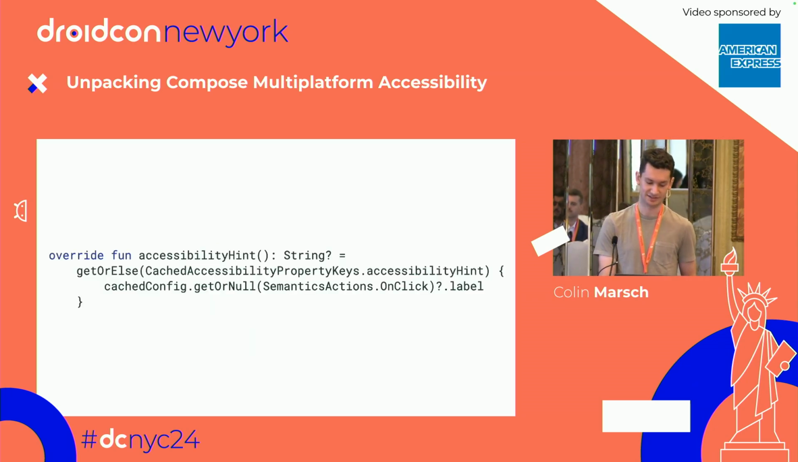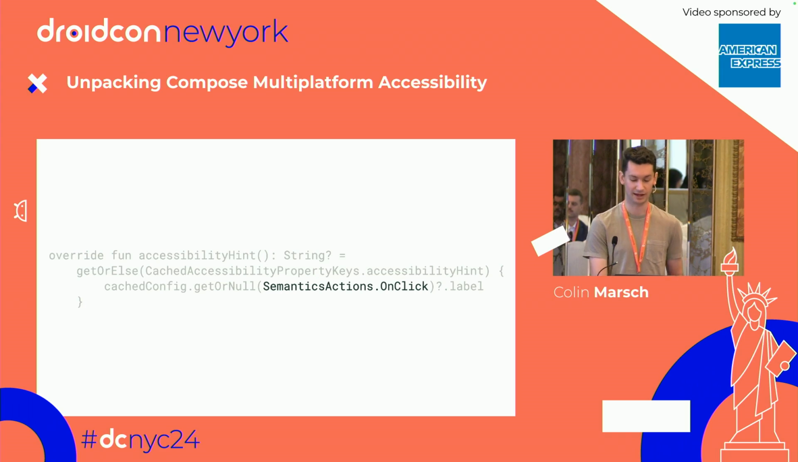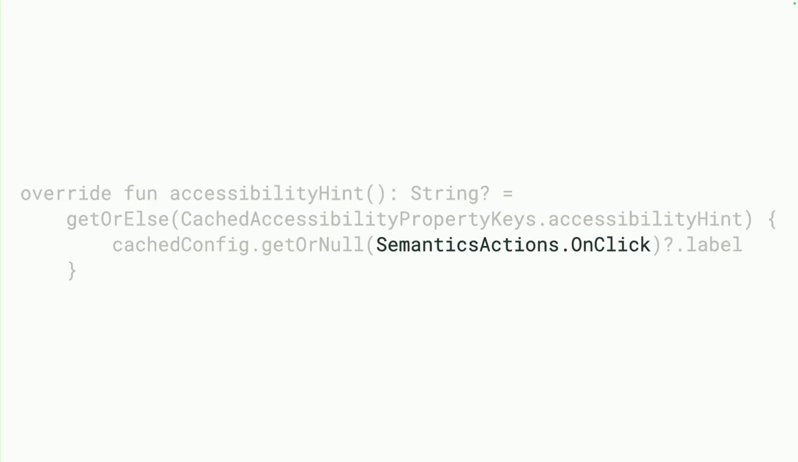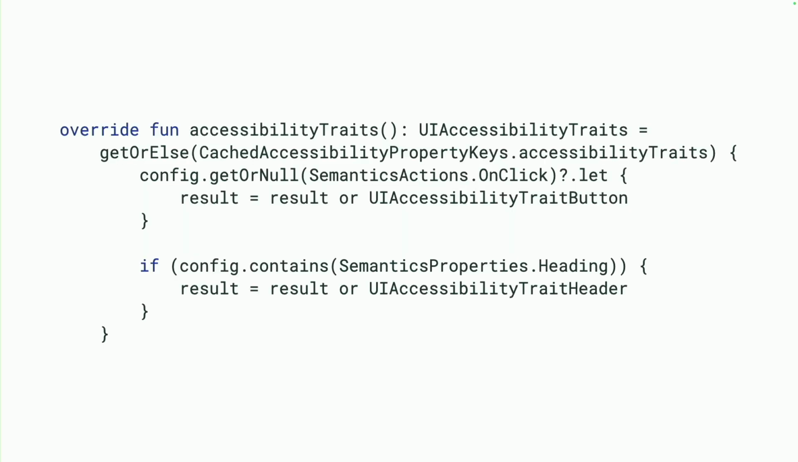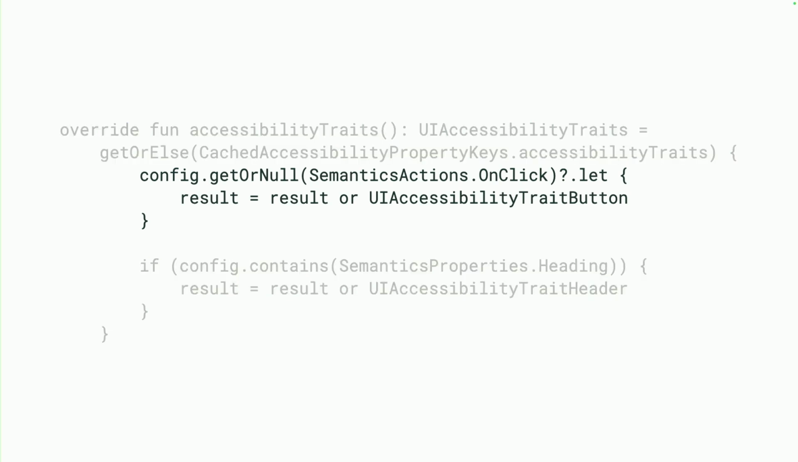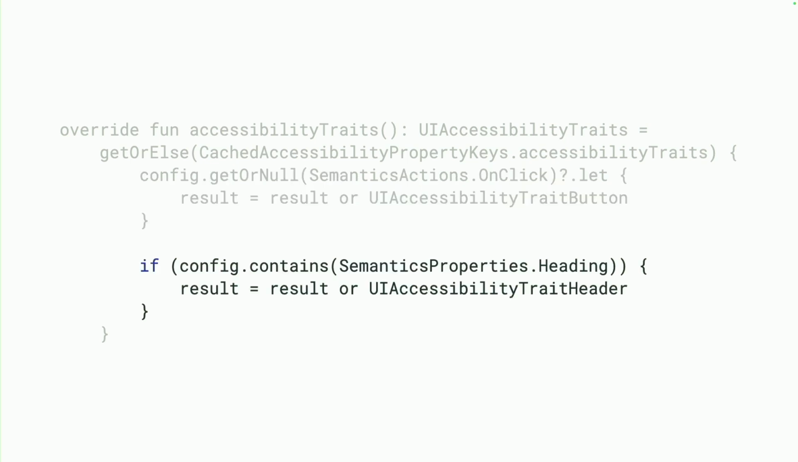For another example, for the accessibility hint, it'll look at if we have an on-click action and take the label from that, which is a way to describe what something will do when you interact with it on the Android side, and that is what accessibility hint wants to know about. And for traits, just as a snippet of a couple of those possible traits, if we have a semantics action for an on-click, then it will apply the button trait. If we have a heading property, then we'll apply the header as expected.